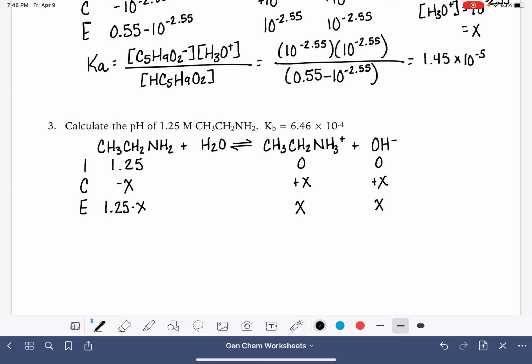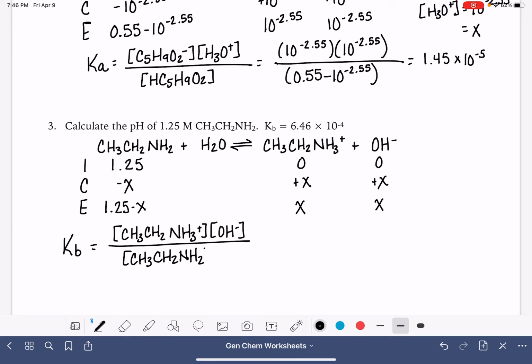We are going to write an equilibrium expression. This equilibrium expression is a Kb. Still set up the same way though, products over reactants. CH3, CH2, NH3 plus times OH minus over CH3, CH2, NH2. Let me put in the value of Kb first, 6.46 times 10 to the minus 4. And that is going to be equal to our two products, which are each represented by X, over our reactant, 1.25 minus X.